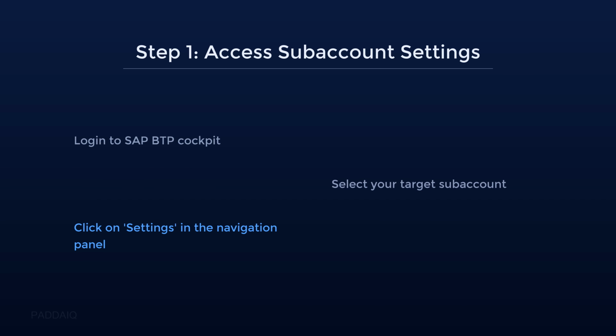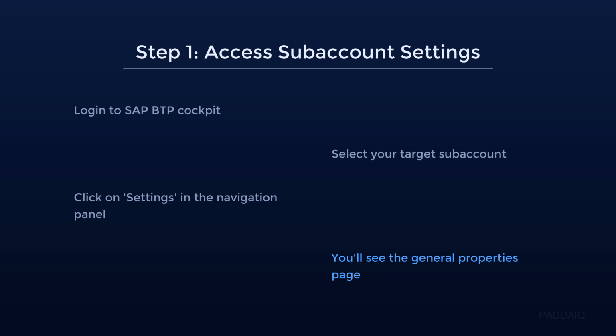Click on Settings in the navigation panel. This opens the configuration menu where you manage your subaccount's details. For instance, to enable security features, you'd start here to adjust permissions. Remember, this is your control center for all subaccount configurations.